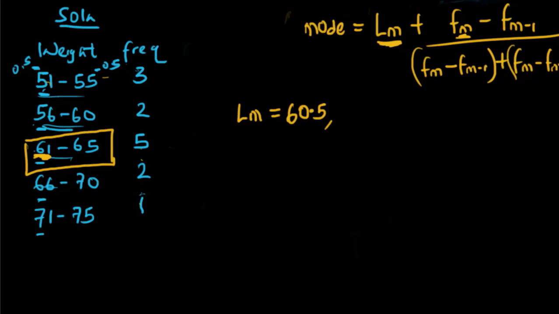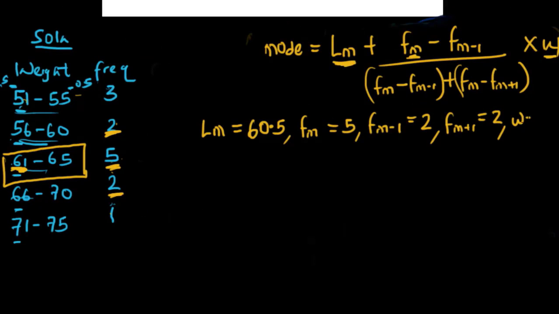Does that make sense? Now Fm is the frequency of the modal group. That should give us 5. Then Fm minus 1 is the frequency of the group before the modal group. So that should be 2. Does this make sense? Then we have Fm plus 1, the frequency of the group after the modal group.